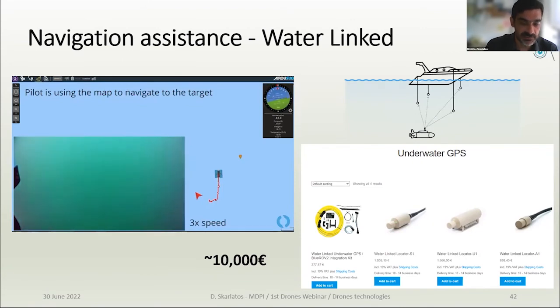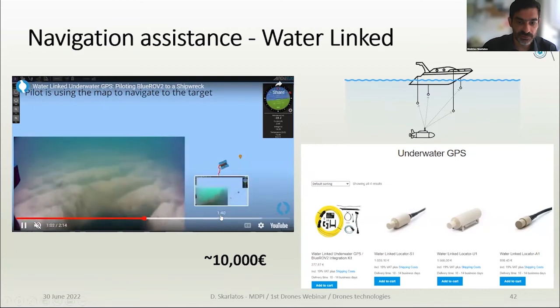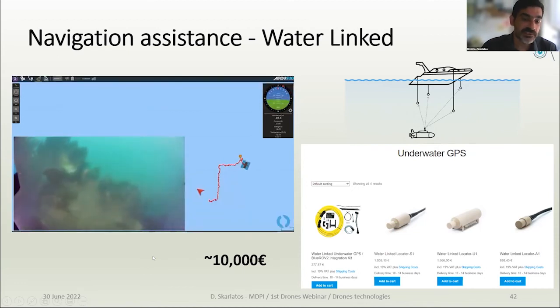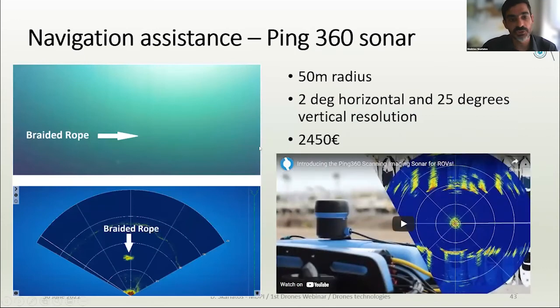But on the other hand, you can navigate the Blue ROV. Here it is at 3 times speed, but you navigate it and locate the point of interest. And in particular here, the point of interest is a small boat. So this can be done, this is probably the best solution.